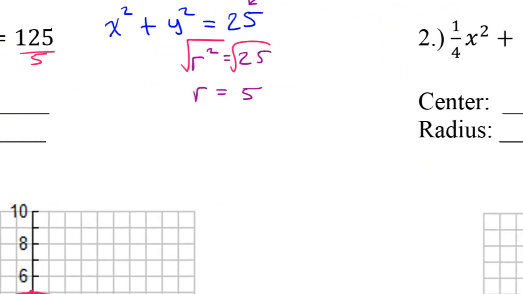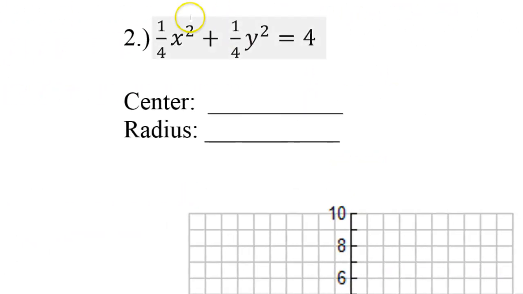Okay, let's see if the next one will be that easy. So I see the 1/4 and the 1/4. We need to get rid of that. The easiest thing to do is to multiply both sides of the equation by 4. So that means I'm going to multiply by 4 here, here, and here.